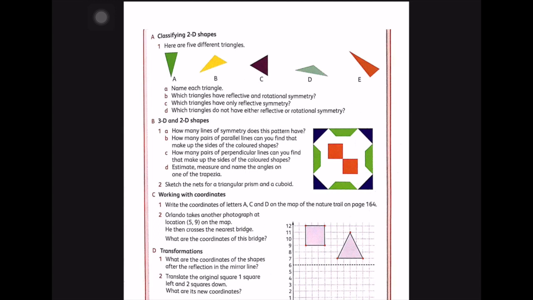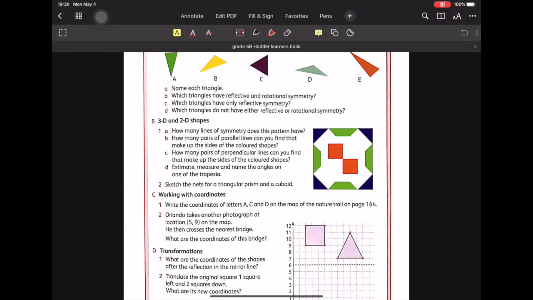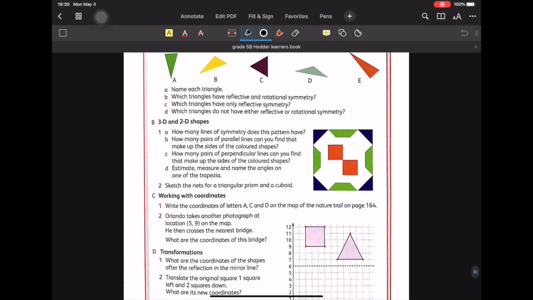Okay, as we have on page 165, the first question talks about different kinds of triangles. Here are 5 different triangles. We have triangles A, B, C, D, and E. A says, name each triangle. In order to be a review, I'll tell you that.